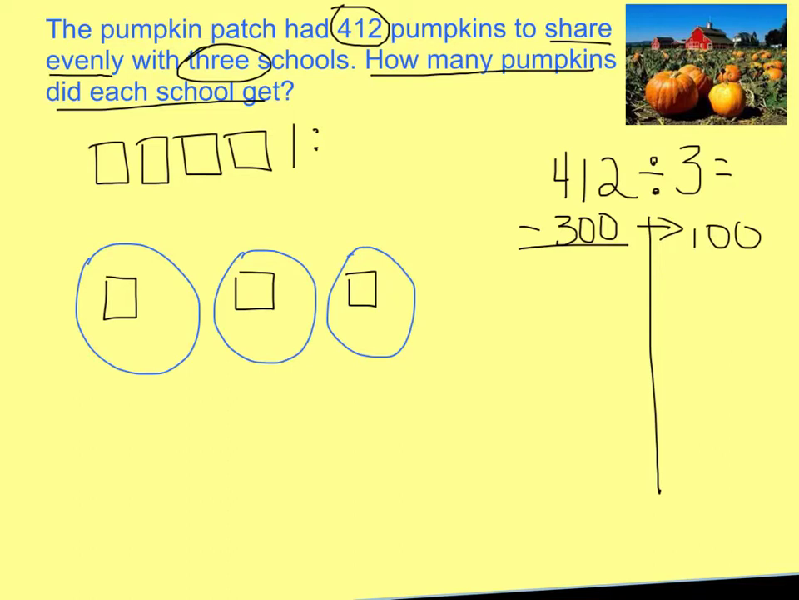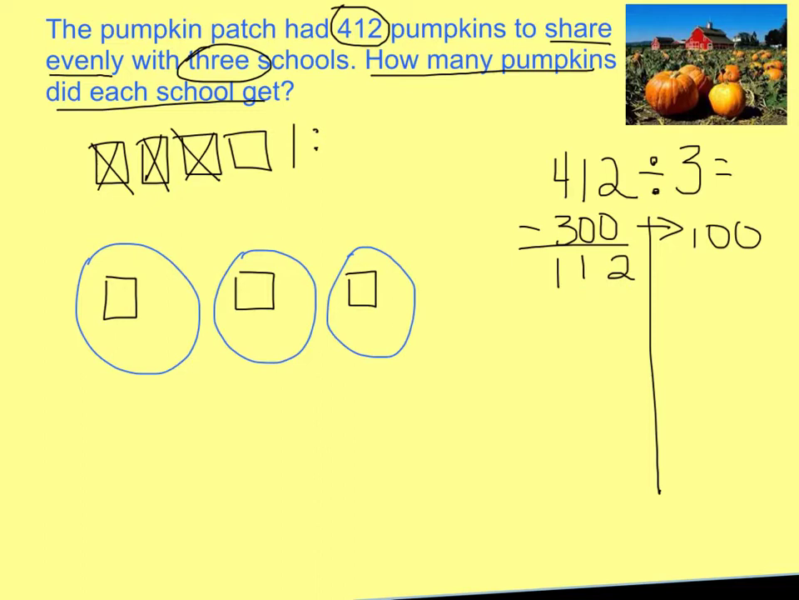Now let's find the difference by subtracting. We're using that repeated subtraction to see what's left. Now since I've already used up these 3 100s, I have 112 left. Do you see that with my model? 100, 10, and 2 ones. There's 1 group of 100, 1 10, 2 ones. So far I'm doing great. Now we're going to divide up what's left. I have 112 pumpkins left that I can share with these 3 groups.